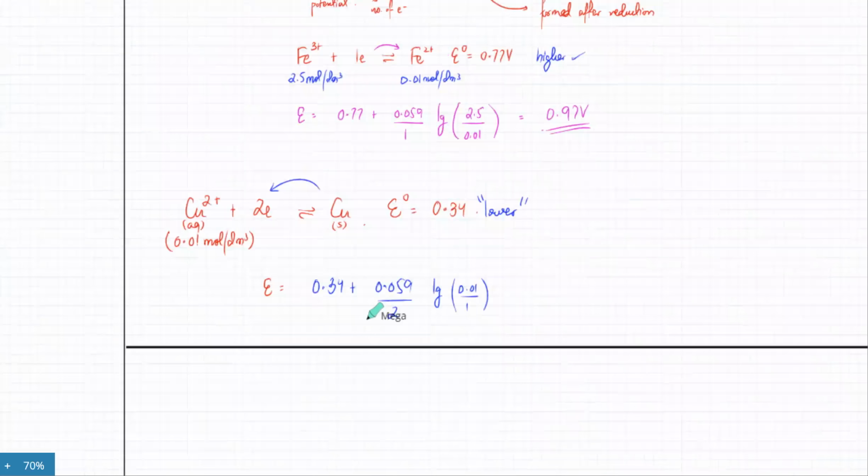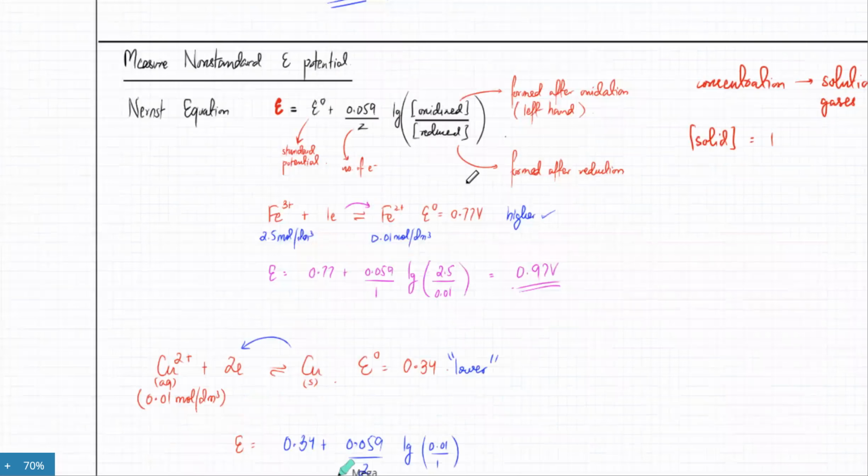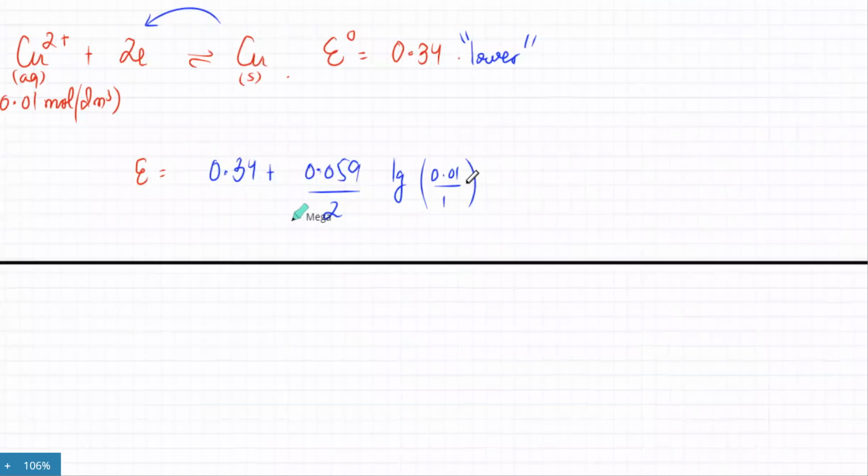So remember the Nernst equation, it's E0 plus 0.059 divided by Z, log of oxidized over reduced. So that is what the Nernst equation is. And you're going to solve this. I think log of 1 is 0. And this is actually 0.01, so I think that is 10 to the power minus 2. That's the value. So it's going to be 0.34.